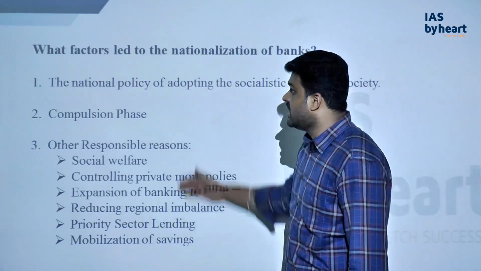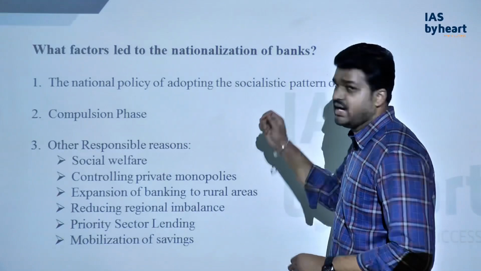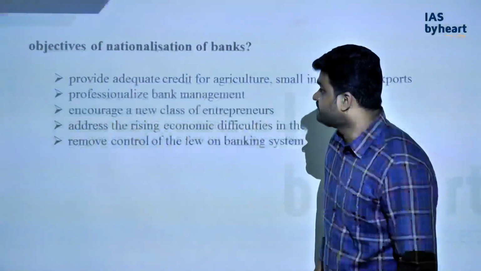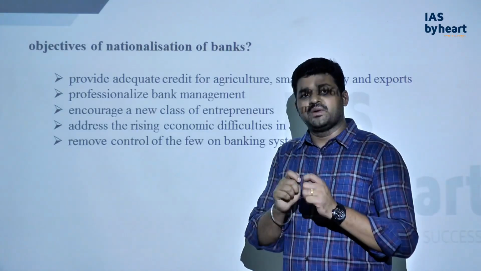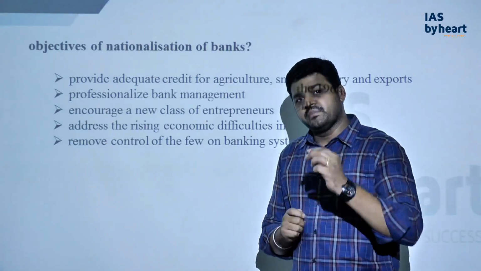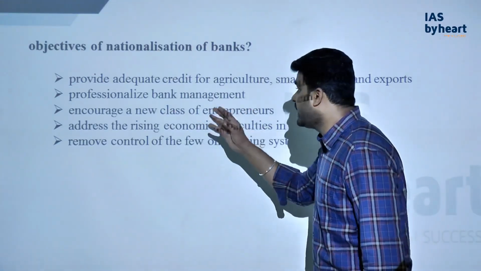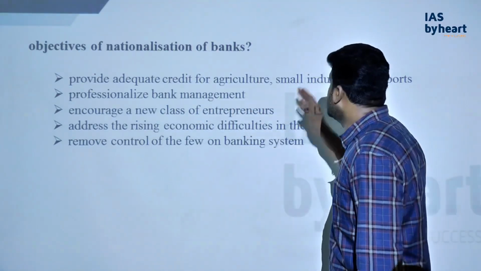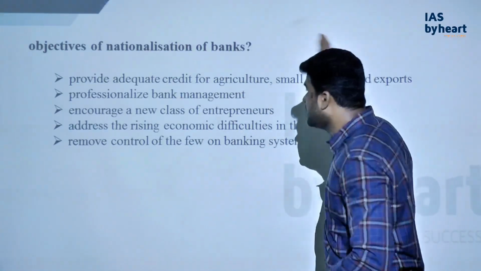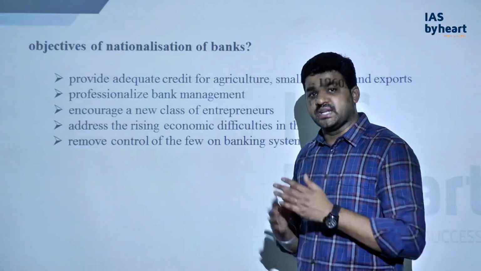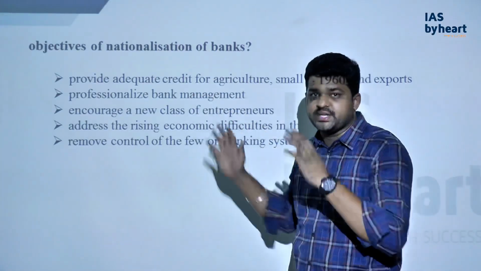So these three are the main important factors for the nationalization of banks, right? Then next, what are the objectives of nationalization? If the government wants to nationalize the banks, there will be some objectives, right? So the first one is to provide adequate credit for agriculture, small industries and exports. These were all vulnerable in the particular years, the 1960s and 70s. So the government will provide adequate credit to these three sectors, right?